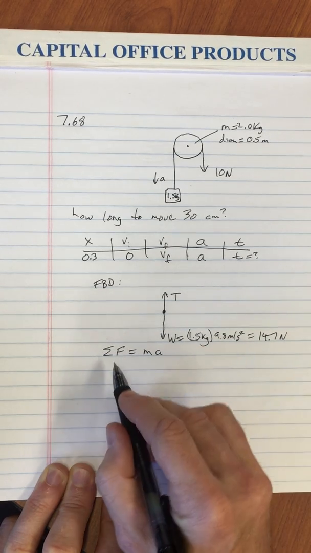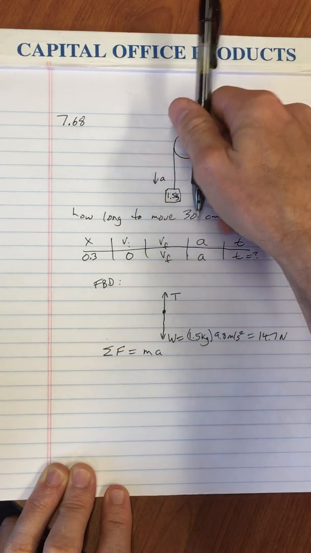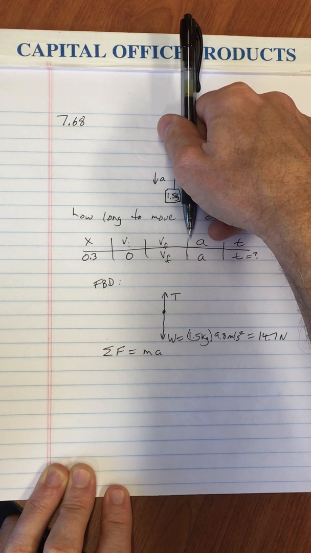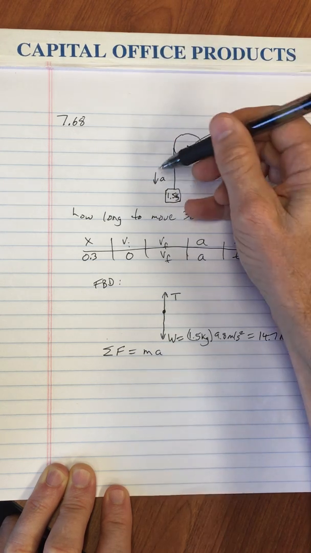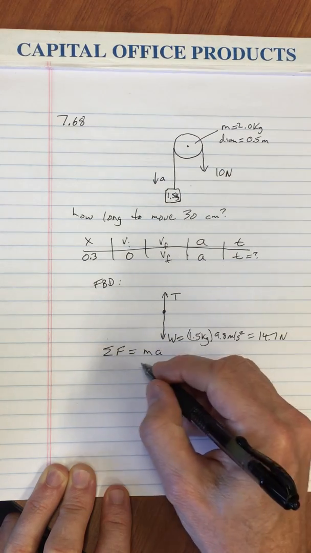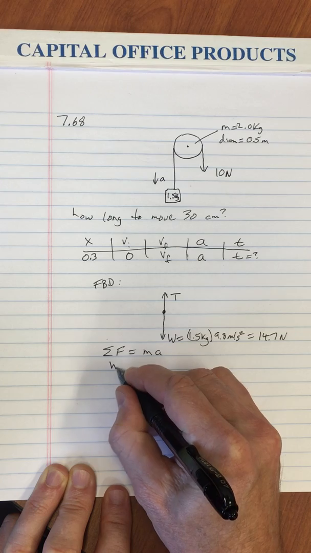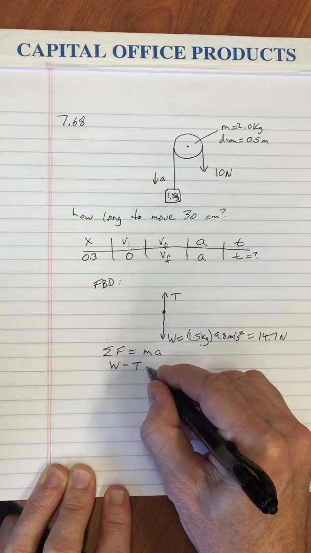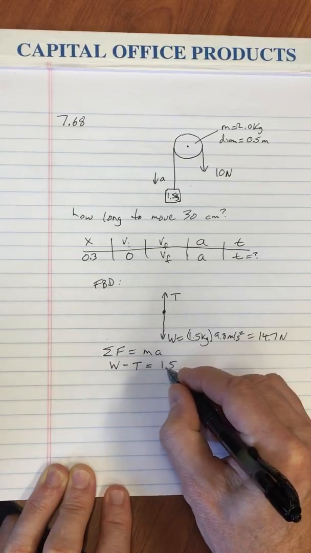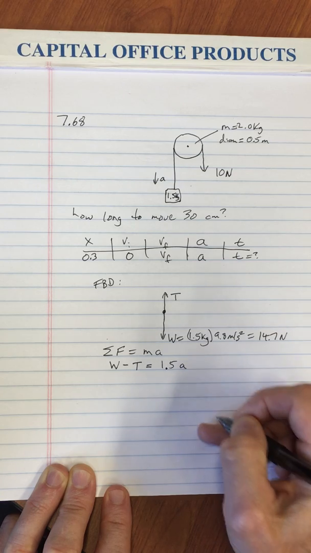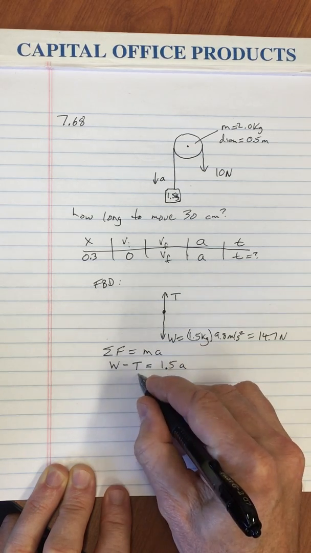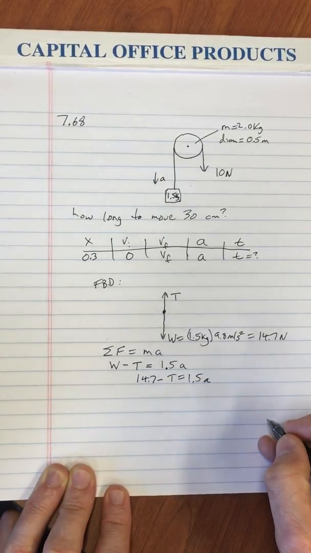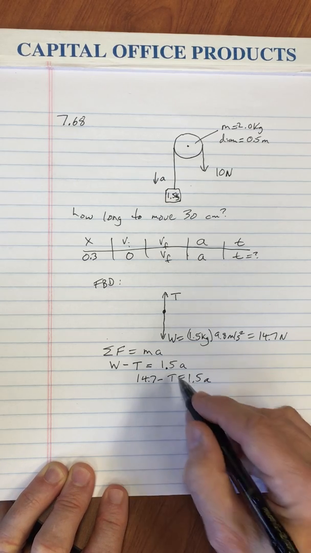And we know that the sum of those forces acting on that object equals its mass times its acceleration. So what are the forces? For this object, I'm going to have this way down be the positive direction. It's accelerating that way, so that's the only reason I'm choosing that to be positive. So that means W, which is down, is positive, minus the tension in the rope, T, equals 1.5, that's the mass of the object, m, times a. So since we know W, that gives me 14.7 minus T equals 1.5 times a. Well, I don't know what T is.